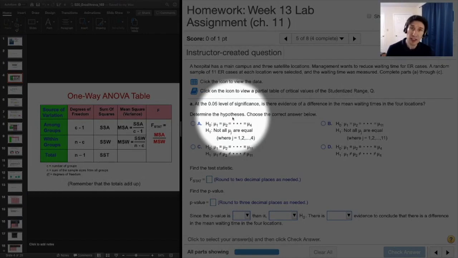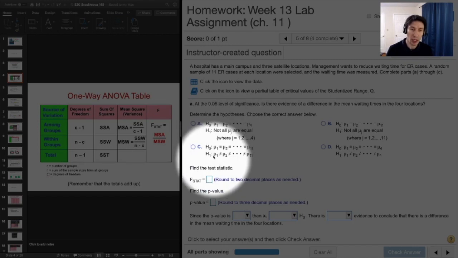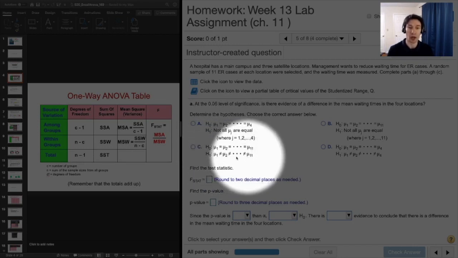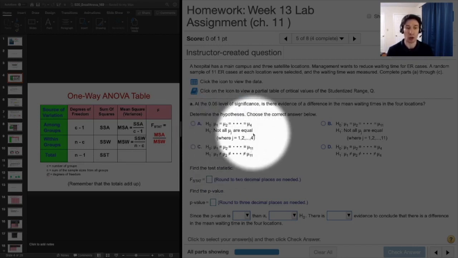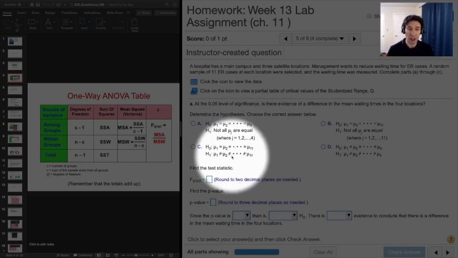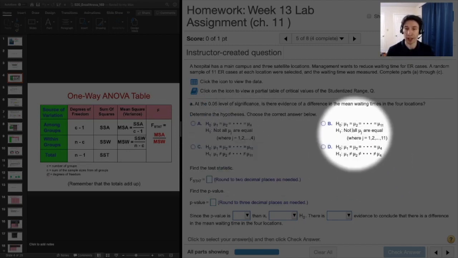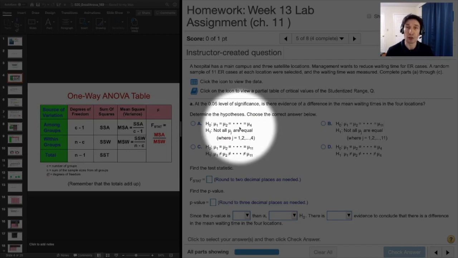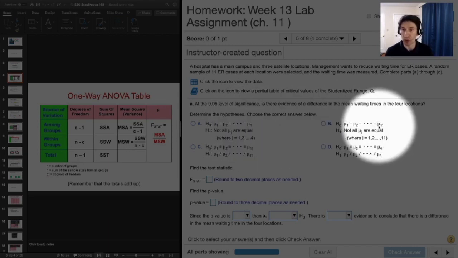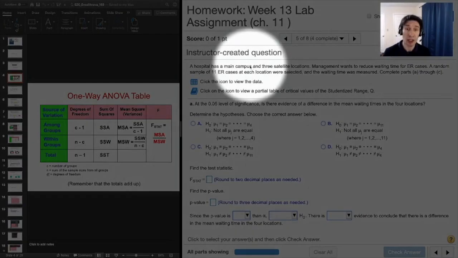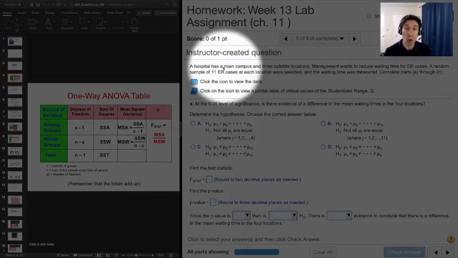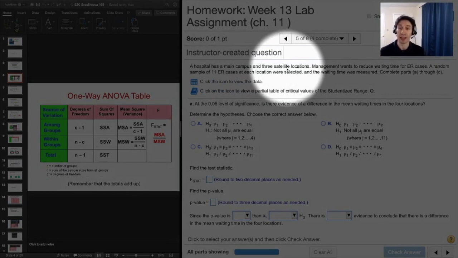Well, one thing we insisted on in the lecture is that the opposite of all the mu's are equal is not all the mu's are unequal. It's not all the mu's are equal. So this one is incorrect and this one is incorrect. It's going to be one of these. The only difference is, are there 4 mu's that we're comparing or 11 mu's that we are comparing? Well, look at the top. We have 4 categories. We have a main campus and 3 satellite locations.